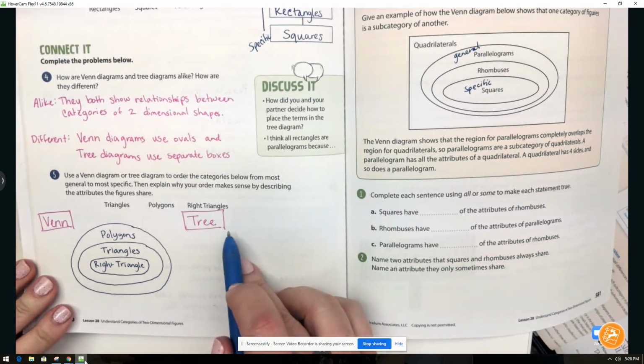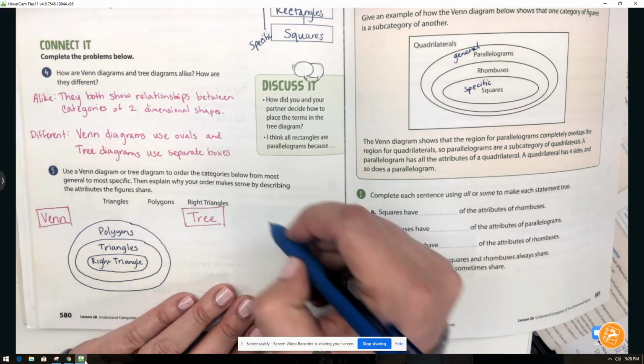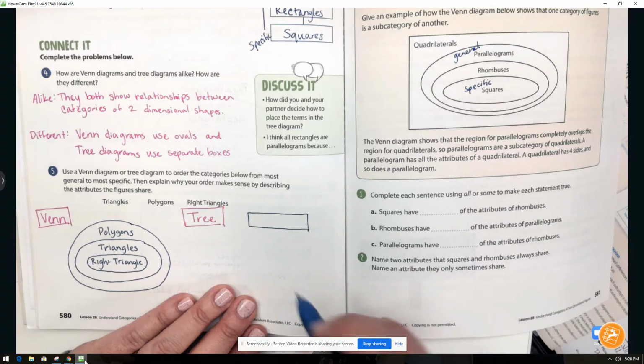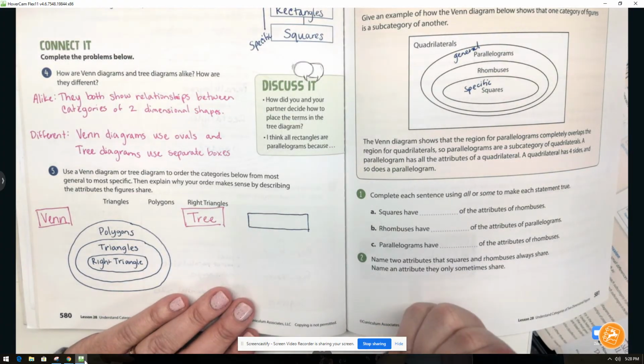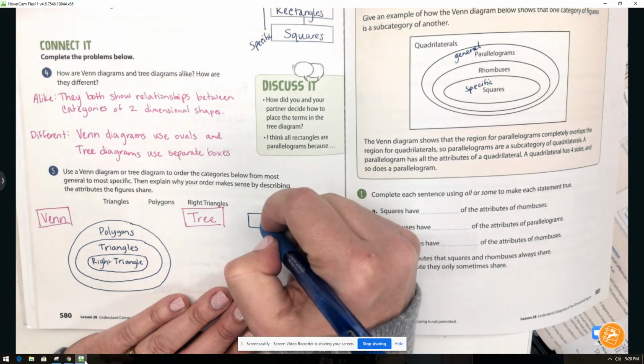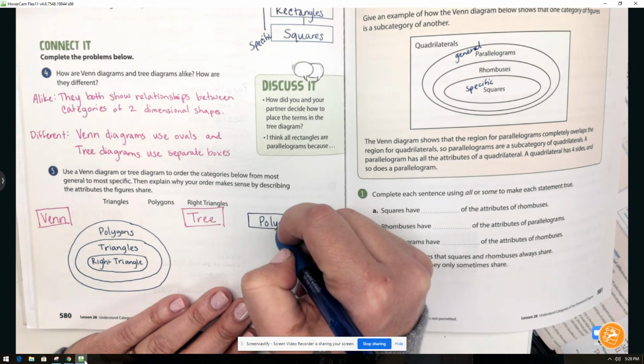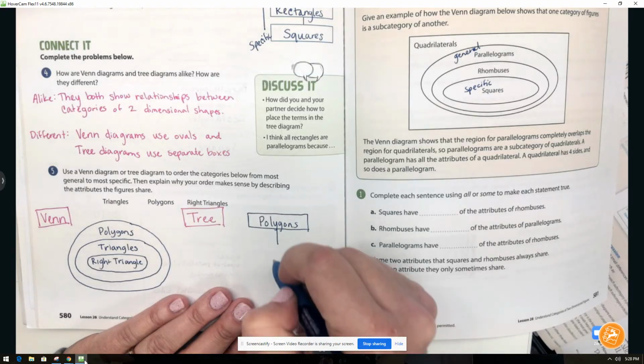All right, now if we're going to do the tree diagram, well, let's start with the most general this time. What is the most general category? The one that almost every shape falls underneath. That's right, up top, polygons. Now, underneath polygons, we're going to go to the next one in the order.